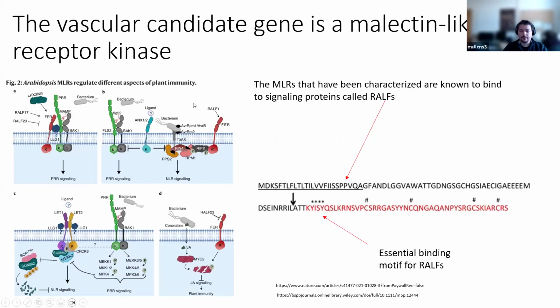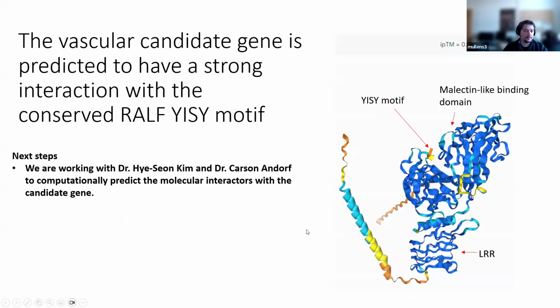These lectin-like receptor kinases have been characterized to bind these signaling proteins called RALFs, or rapid alkalization factors. These proteins themselves have a highly conserved motif that is essential for binding here. And then when I simulate that interaction in AlphaFold 3, it does predict a fairly strong interaction. Whether that's meaningful or not, I'm not sure.